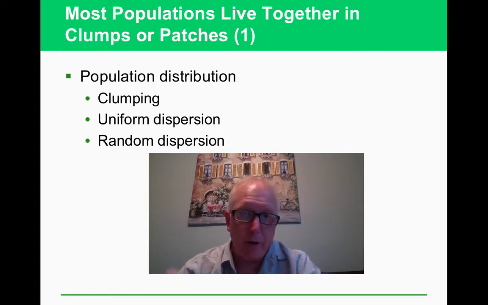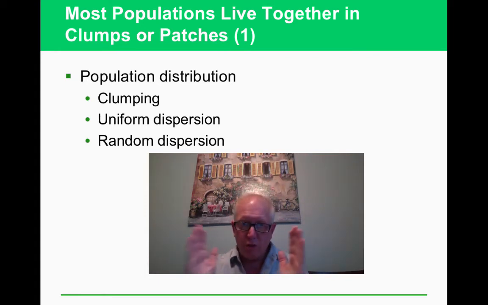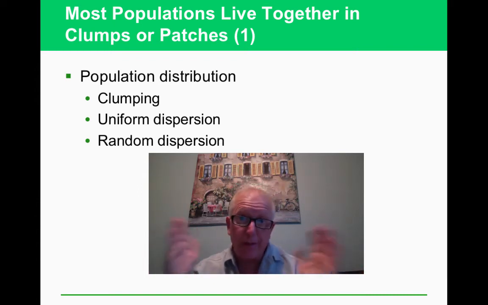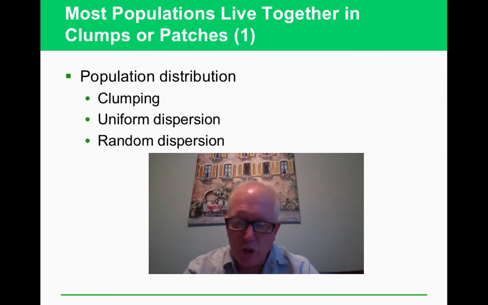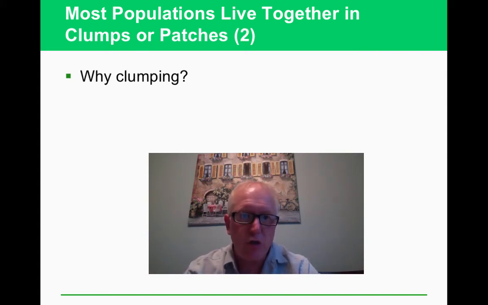Okay, so there are different ways that populations can live together. One is they can clump up, so they're all in a bunch. One is they're uniformly distributed, so they're just completely even. I think of a tree farm on that, where they plant the trees evenly. And sometimes it's just random where the members of the population are.